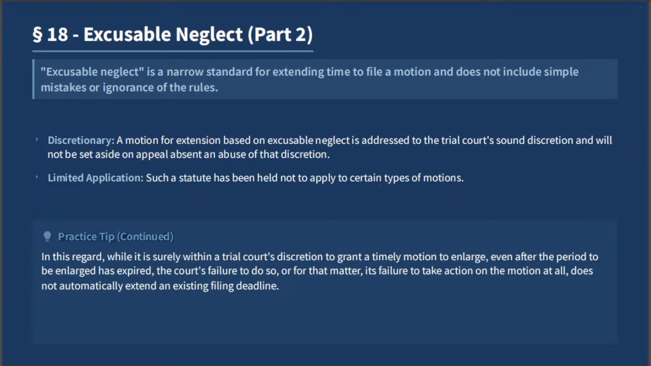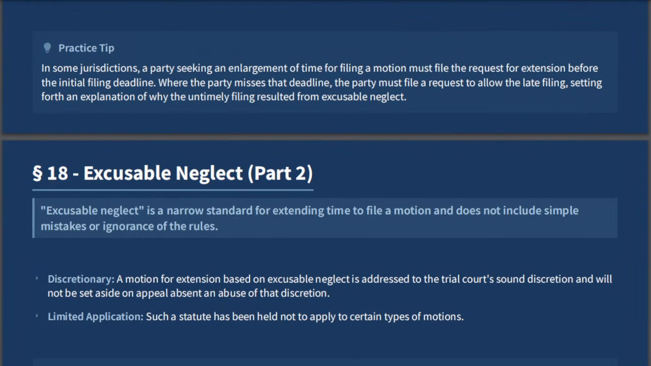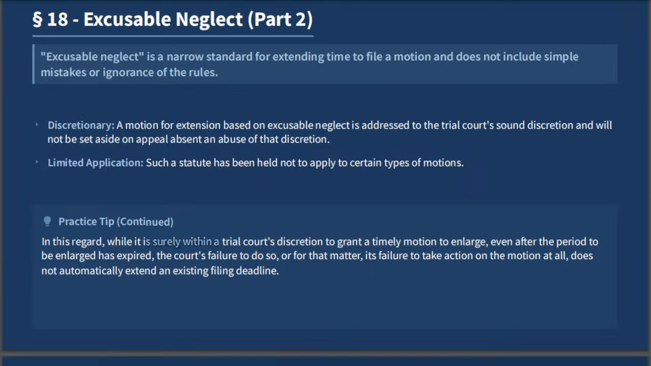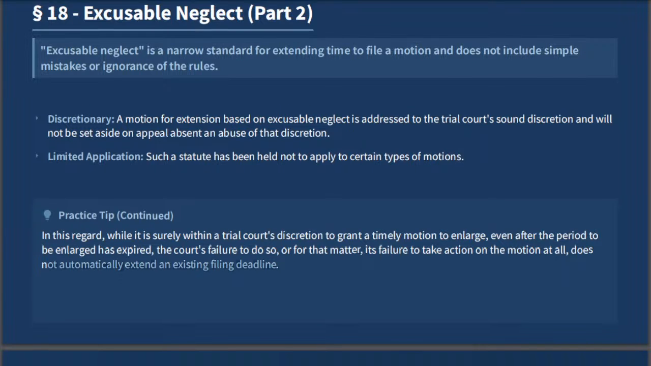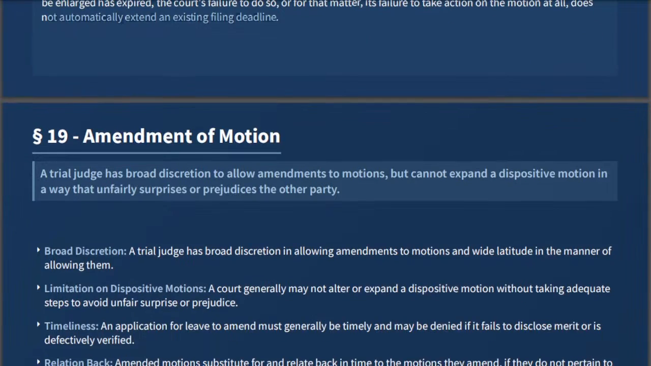So our practice tip continued in this regard. I love this. So in some jurisdictions, the party must file a request to allow the late filing first. So that's why you don't want to miss the deadlines. In this regard, while it is surely within a trial court's discretion to grant a timely motion to enlarge, even after the period to be enlarged has expired, the court's failure to do so, or for that matter, its failure to take action on the motion at all, does not automatically extend an existing filing deadline. So, again, best just to keep with the deadlines.